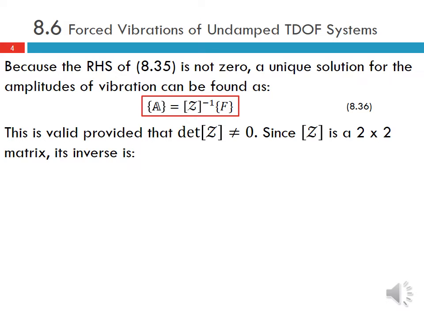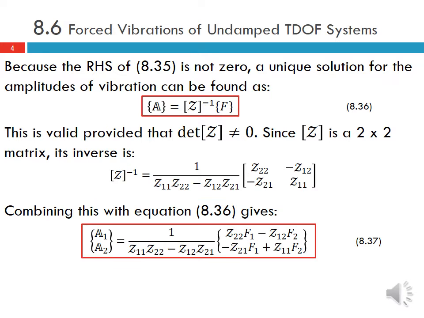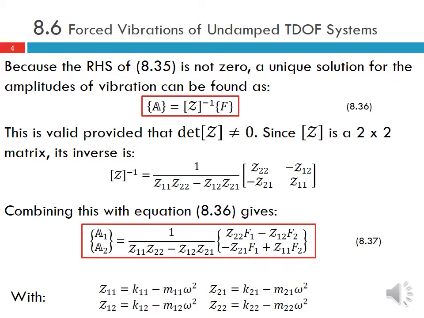So since Z is a 2 by 2 matrix, its inverse is given as this. Combining this with equation 8.36, we can see the solution for A1, A2, with the components of Z given essentially as k minus m omega squared.